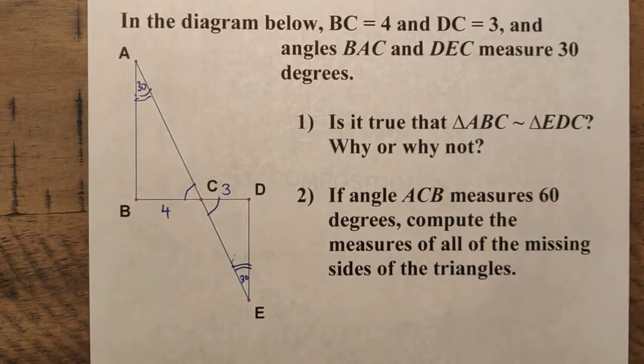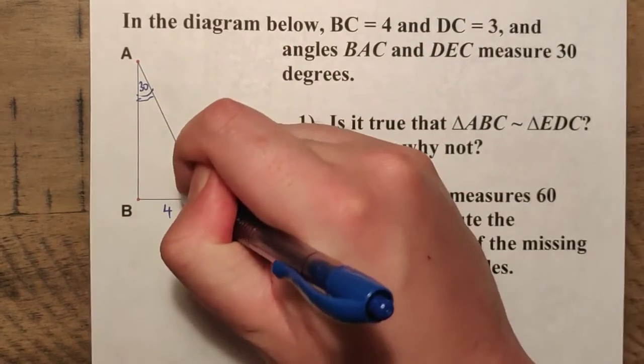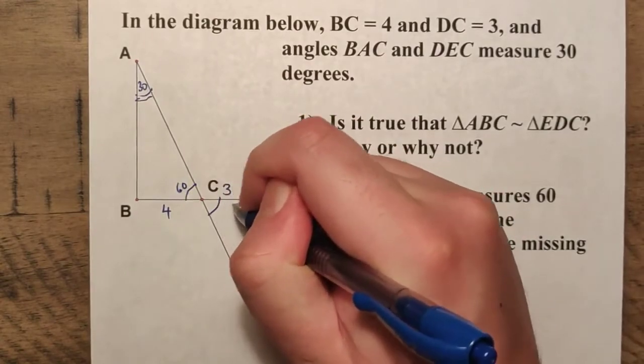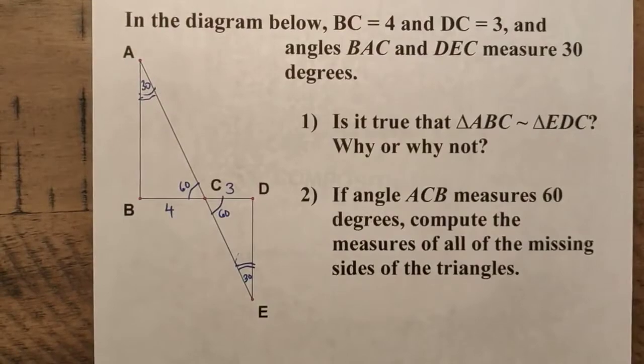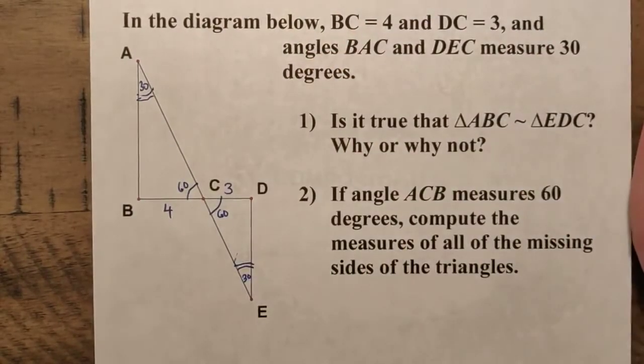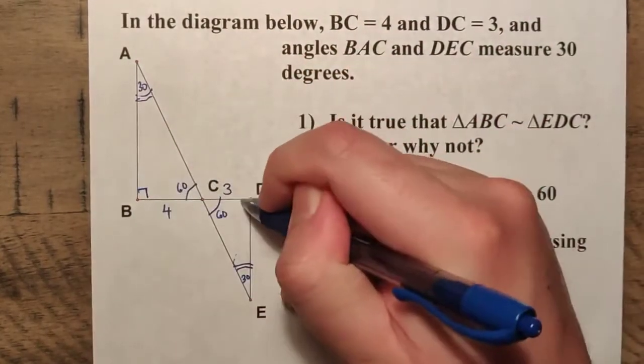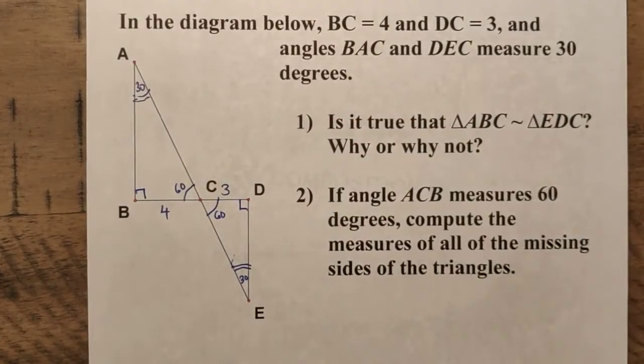Now, if angle ACB measures 60, we should be able to fill in everything else here. So this is 60. That tells us that DCE is also 60 as well. And we know, therefore, that this is 30 and 60. Therefore, the last angle is a 90-degree angle. So that means we can figure out the last angles here are both 90, and we've got ourselves two 30-60-90 triangles.